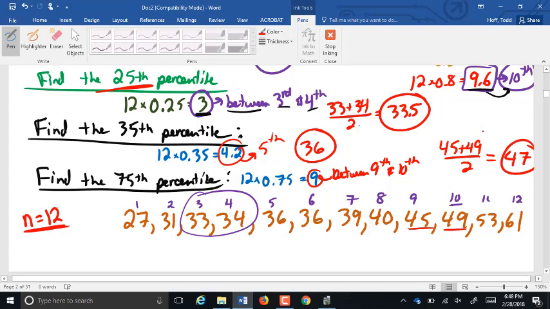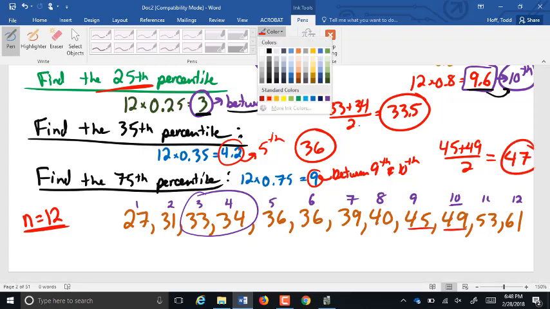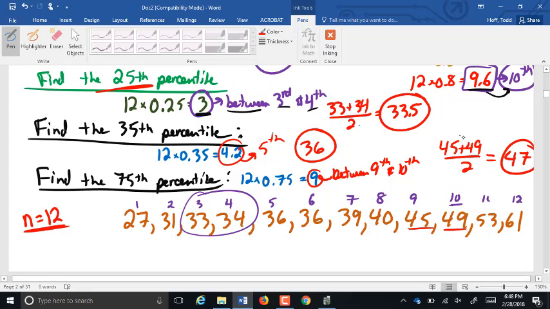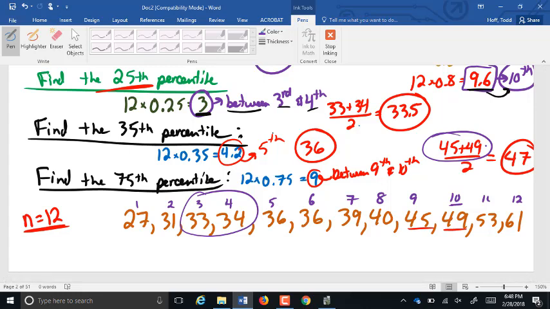Now remember, if you're punching this in your calculator, you do 45 plus 49, hit equals, and then divide it by 2. Otherwise, it tries to tell you something like 67 or 68, something like that.